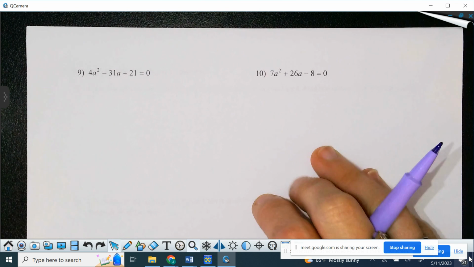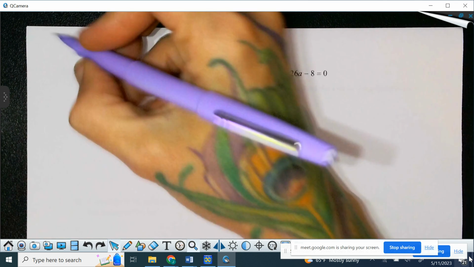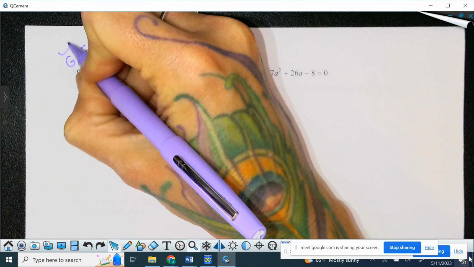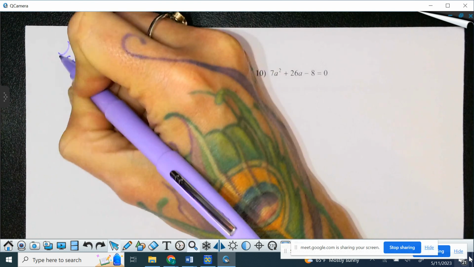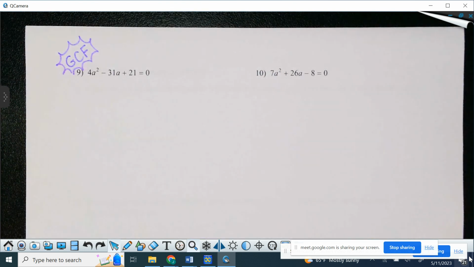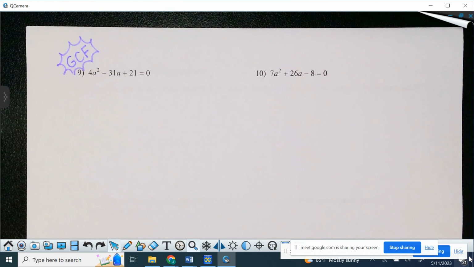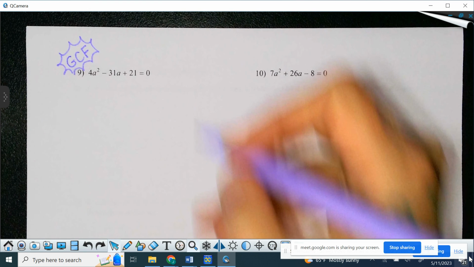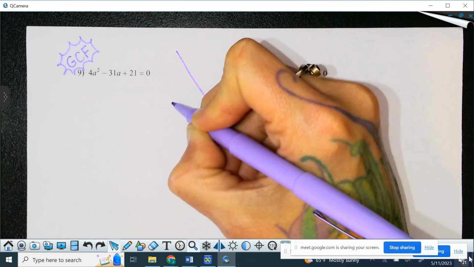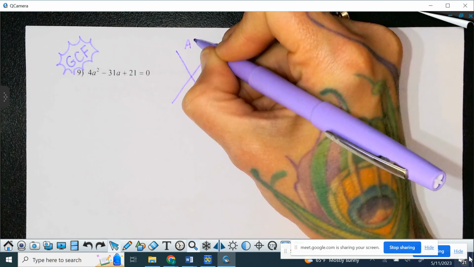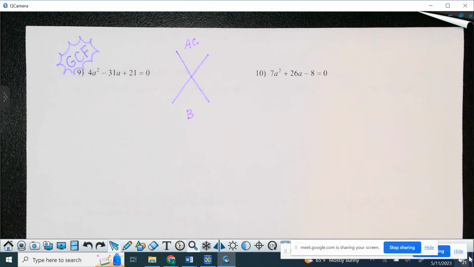First thing you always want to check for is GCF. Always, always, always. Because the smaller we can make these numbers, the easier our life will be. But in this case, 21 and 31 are not divisible by 2. They're not divisible by 4, so there is no GCF. So we're jumping head first in the deep end, all right? We're going to use our star like we had before, where it's AC's on the top. B's on the bottom, but we're going to add a new line.